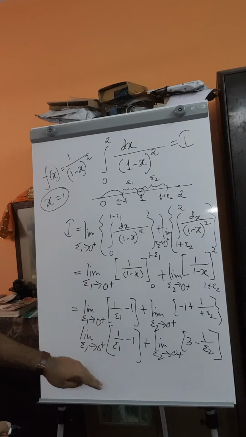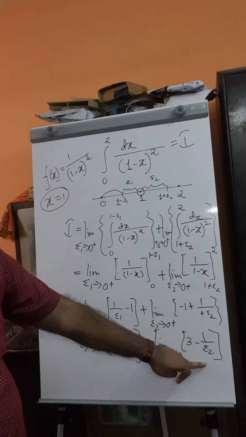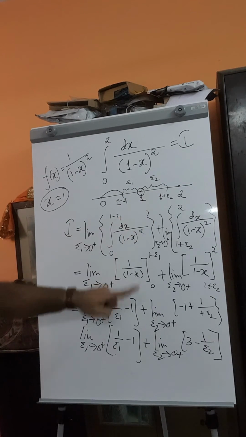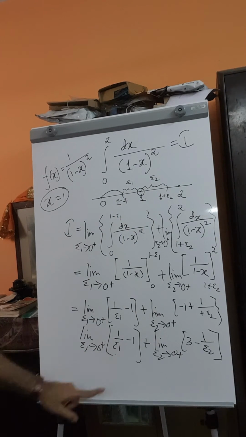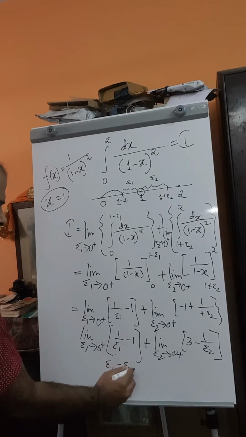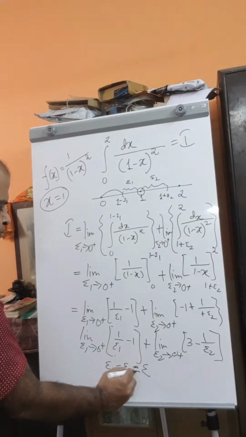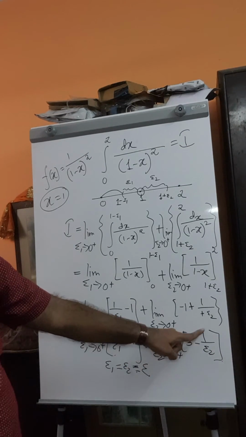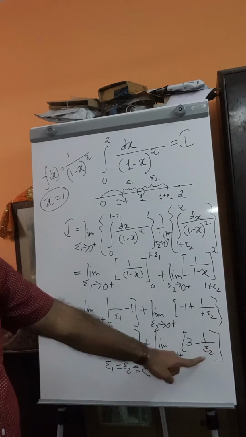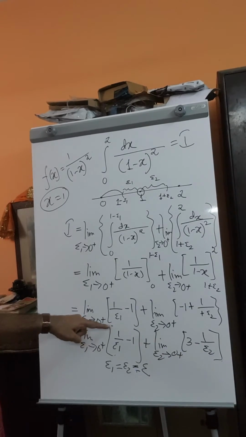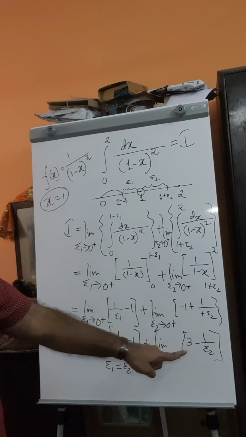But if you consider epsilon 1 equal to epsilon 2, that is, if I cut equal length on either side of 1, then if I replace epsilon 1 equal to epsilon 2 by epsilon, that is epsilon 1 equal to epsilon 2 equal to epsilon, then these two terms, 1 upon epsilon 1 and minus 1 upon epsilon 2, they cancel each other, because if I take epsilon 1 and epsilon 2 to be equal, this also becomes plus 1 by epsilon and this becomes minus 1 by epsilon.